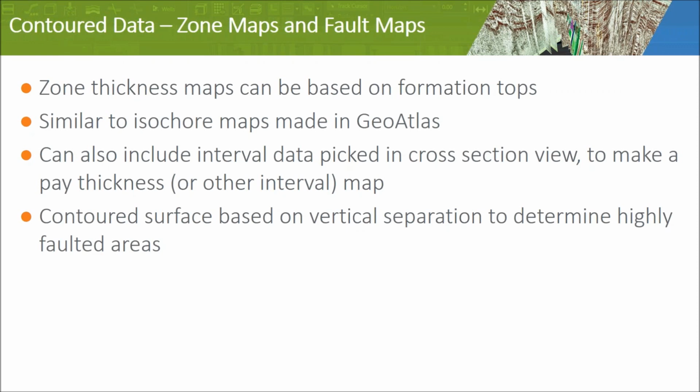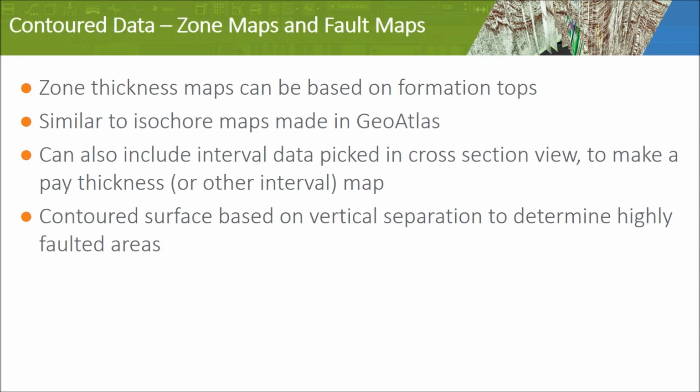But in this one, you can include interval data picked in the cross-section view. So if you have picked out any pay or porosity thickness information, you're able to map that directly in here through these zone thickness maps, based on either your true vertical thickness or true stratigraphic thickness. There's a couple of options in there.